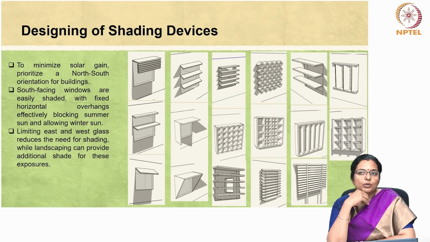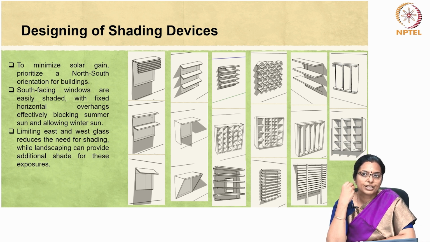So, to minimize solar gain, prioritize a north-south orientation for buildings, and maybe a south facing window which is easily shaded with fixed horizontal overhangs or vertical fins depending upon the climate, effectively blocks summer sun and allows winter sun.